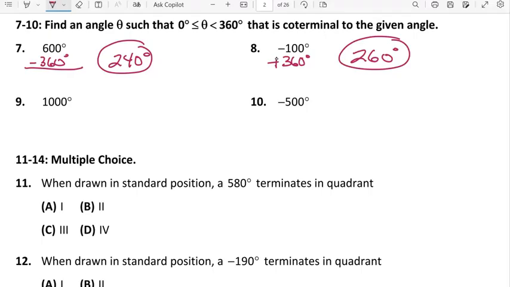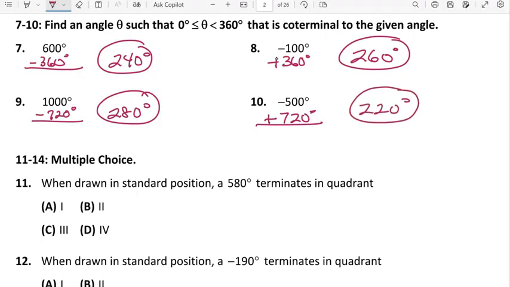To bring number 9, a very large angle, to an angle that's between 0 and 360 by adding or subtracting full rotations, I'm going to subtract multiple rotations. So I'm going to subtract off 2 full rotations. 2 full rotations is 2 times 360 or 720 degrees. 1,000 minus 720 degrees is 280 degrees. And for number 10, negative 500, in order to add or subtract full rotations to make that a positive angle, I'm going to add 720 degrees or 2 full rotations to that, and that's going to give me 220 degrees.